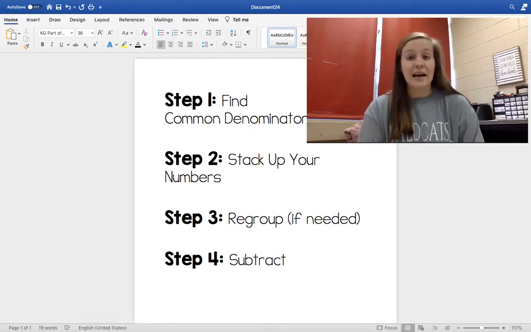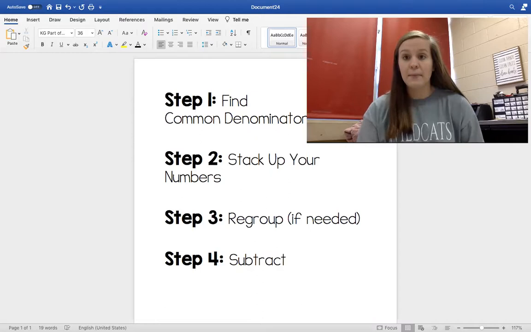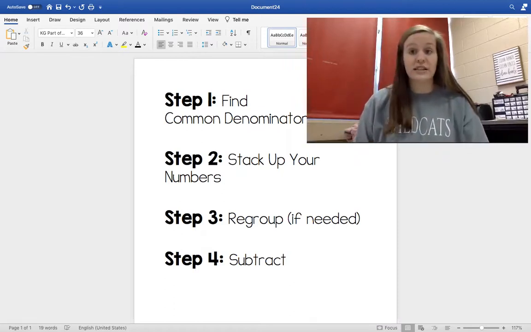Then we're going to stack up our numbers like we did in yesterday's lesson. We will regroup if we need to, because remember, if you have a smaller number on top, you can't. If I have 4, I can't take away 5, right? I don't have 5. So we'll have to regroup just like in regular subtraction. And then we're going to actually subtract. So we are just going to do one problem together today.